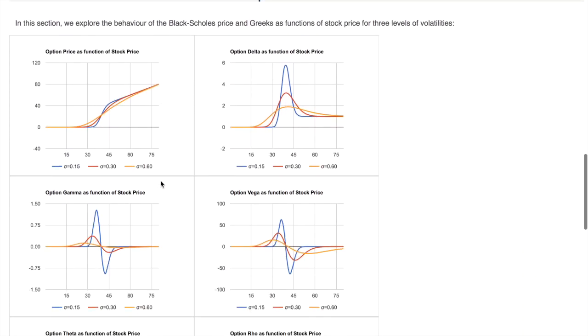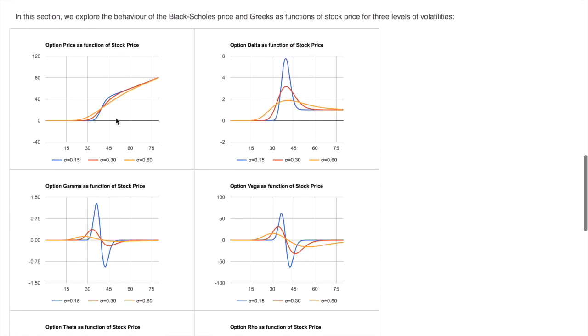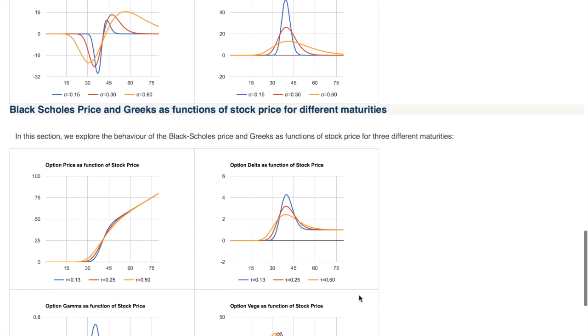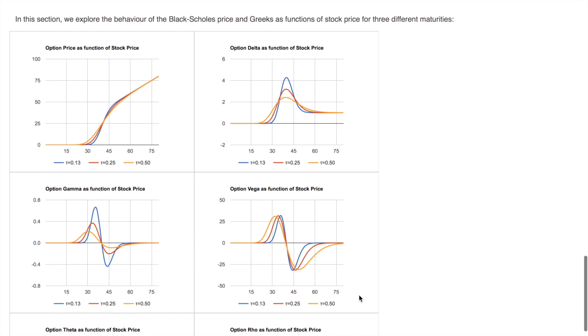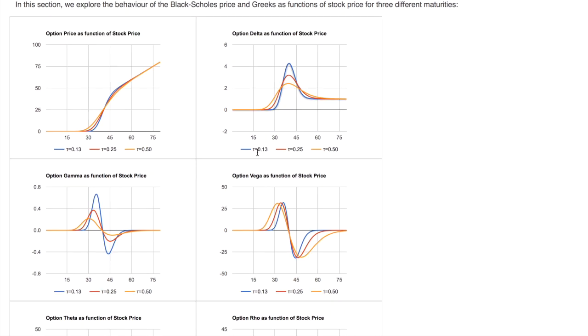The next section then gives price and Greeks as functions of stock price, for different levels of volatility. We plotted these as functions of stock price, because that is the main underlying. You can see that the profile shifts visibly as one changes volatility, up and down. And in the final section, we reproduce the same visuals but for different maturities.